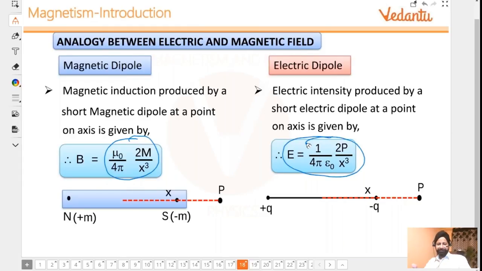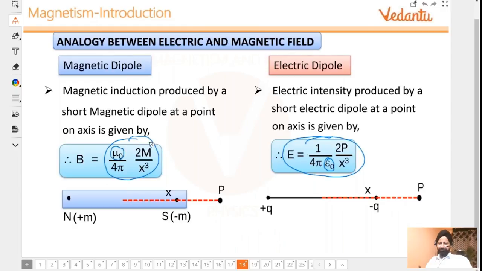Right, so very, very similar. Instead of mu naught, you have 1 by epsilon naught here, right? So this thing is similar to this. Mu naught is analogous. I'm not saying they're equal. They're very, very similar to each other. You're comparing this: on the electric side, you use 1 by epsilon naught, here you use mu naught.